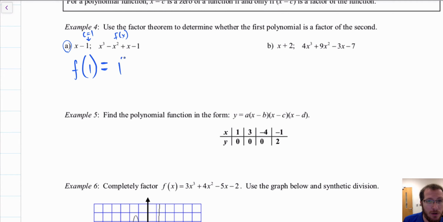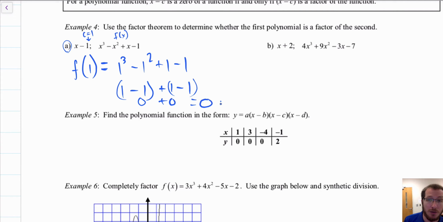All right, so plugging in 1, we get 1 cubed minus 1 squared, add 1, take away 1. Okay, so 1 to any power is 1. And so we get 0 plus 0, which is 0. So with the remainder of 0, that means that 1 is a root of the first polynomial, which implies that x minus 1 is a factor.